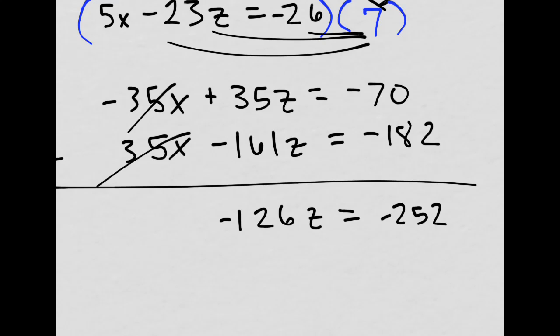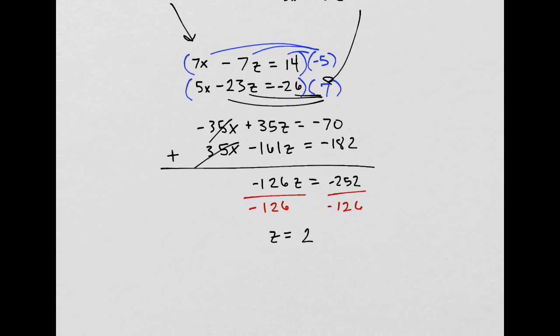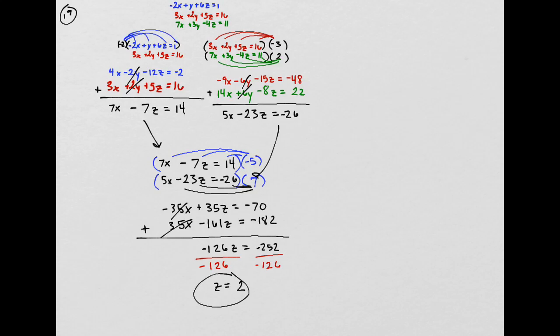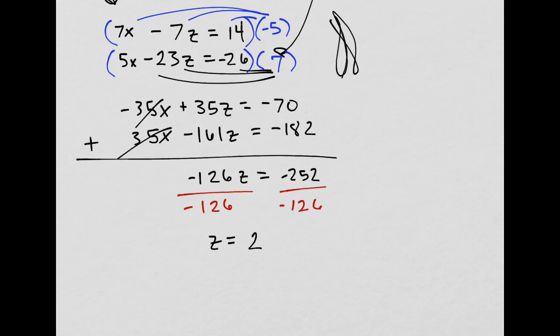So I'll divide by negative 126, negative 126, and z equals positive, is that 2? Yeah. Positive 2? Is that right? Cool. Here's what people get confused on. They think that they have to take the z and plug it into one of the original equations. But you don't have enough to go back to the original equations. You only have enough to go back to these two equations. And I'm just going to choose the top one because it has smaller numbers.